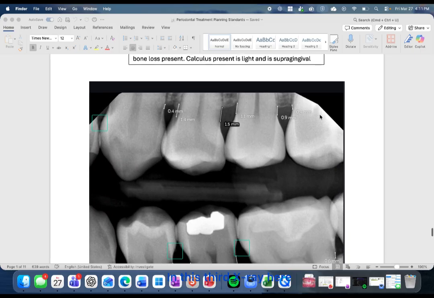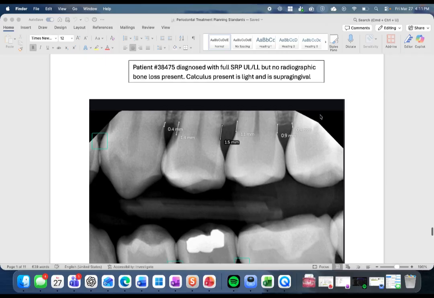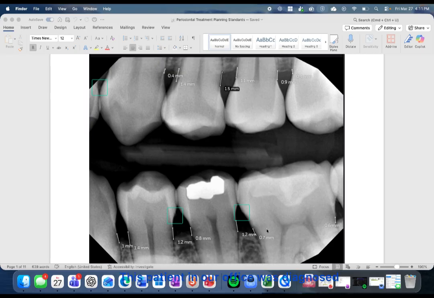In this third x-ray here, you can see that there is calculus. It looks like it's pretty high up, so it's probably supragingival calculus. But look at these measurements, bone loss measurements, right? 0.9, 1.5, 1.2, 0.8, 0.7. This patient in our office was diagnosed for full SRP upper left, lower left, and it's going to be denied. They probably won't even downgrade it to a partial quadrants.